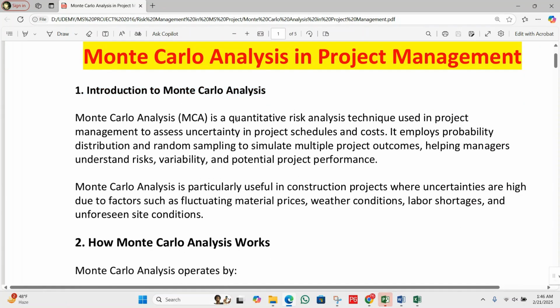Actually, Monte Carlo analysis is a quantitative risk analysis technique used in project management to assess the uncertainty in project schedules and cost. It uses probability distribution and random sampling to simulate multiple project outcomes, helping managers understand risk, variability, and the potential project performance.